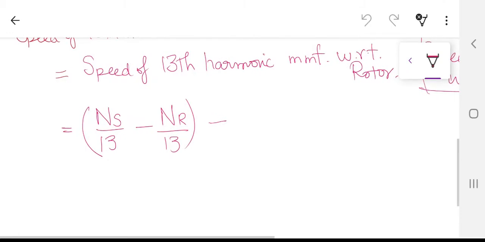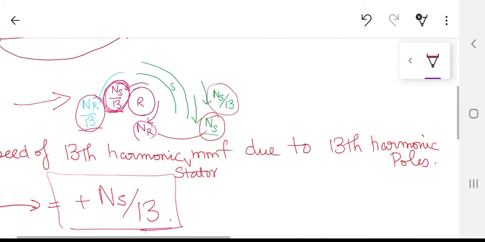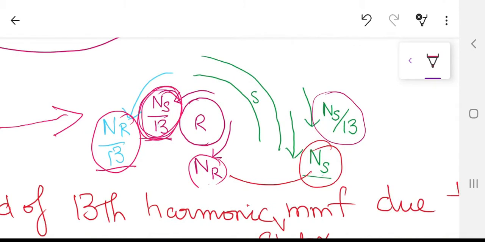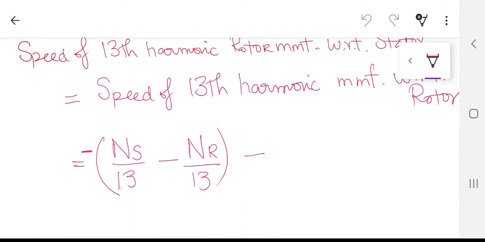So what I'm going to do in this equation is call this speed negative. Why? Because this is moving in the opposite direction. If I go back, this is ns by 13 moving in the opposite direction, and nr by 13 also moving in the opposite direction. So when I'm talking about the relative speed of ns by 13 minus nr by 13, this is still in the opposite direction. So I have to make them negative. I have made this one negative, minus ns by 13 minus nr by 13, and since the negative sign has now made it in the positive direction, now I can add nr over here.